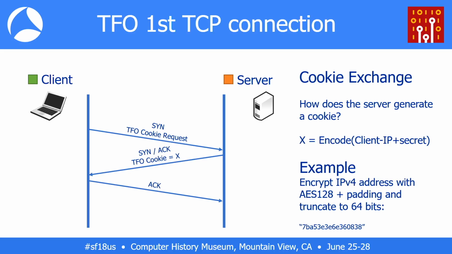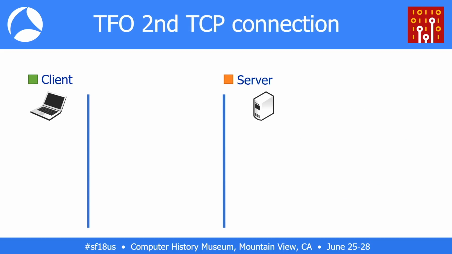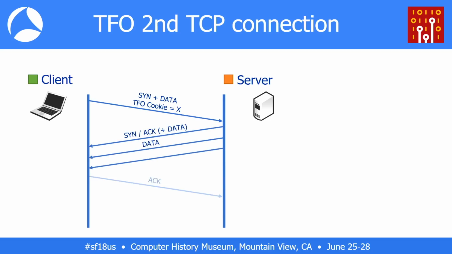So now the magic actually starts to happen with the second connection from that particular client to the same server. With that, the client can send a SYN, including data, including the cookie, to that server. And then the server is actually allowed to send data within the SYN ACK back to the client. And what this basically means is that we are saving this one round trip for this maybe simple and small GET request that we want to send to the server, right?